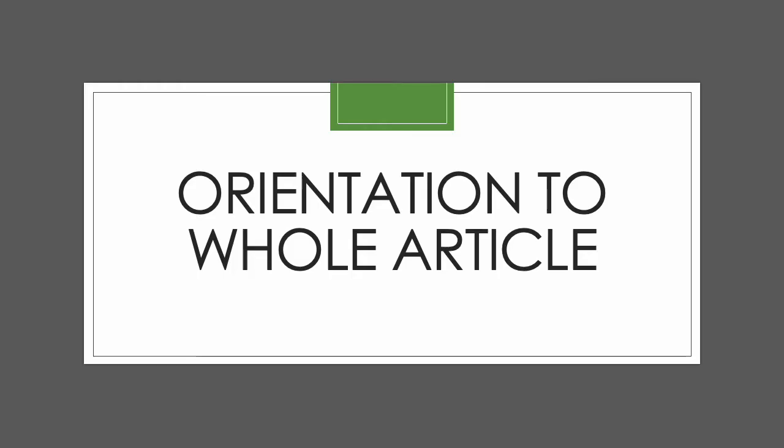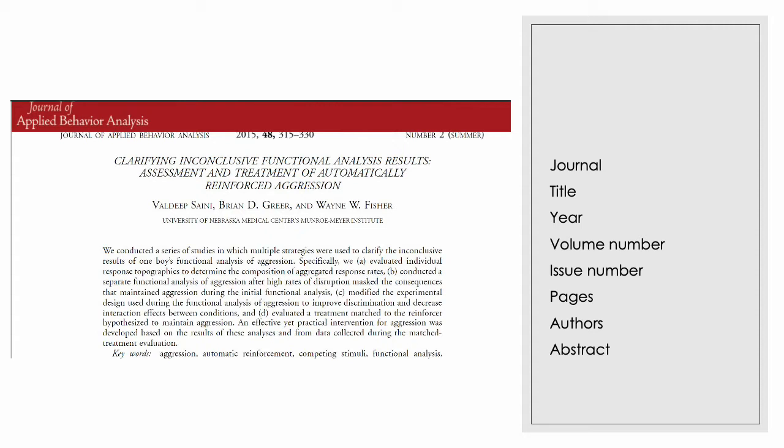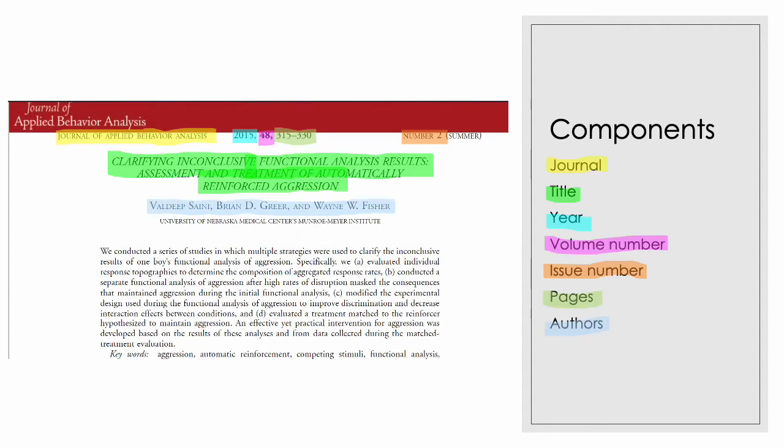We're going to start off with a brief orientation to the whole article. On this front page, you're going to find a lot of information, including information you'll need for the citation. I've highlighted all the information you can find here, including the journal name, the title of the article, the authors, the year it was published, the volume number, the issue number, and the pages related to the journal.